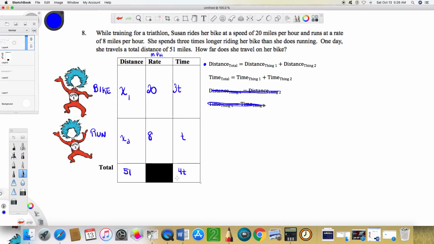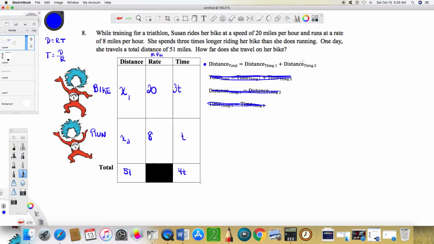Now, is it possible that I could do something with this total time? Well, distance equals rate times time, or solving the same equation, time is equal to distance divided by rate. So if I go distance divided by rate, I have the individual terms, but they didn't give me a total time. So there's going to be too many unknowns. So I'm going to have to use this top one.